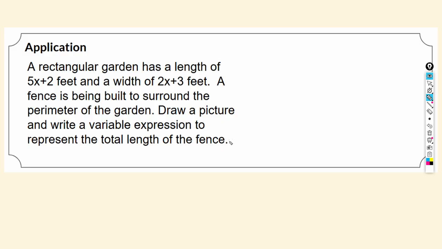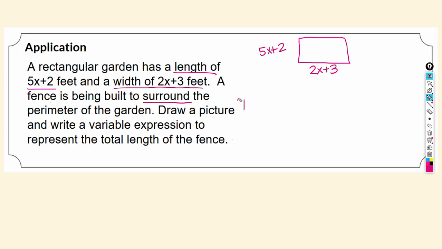All right, so let's first draw a picture to represent the situation. If it's a rectangular garden, I'm going to need to draw a rectangle. And the length is this much, and the width is that much. So let me just label them. 5x plus 2 would be my length, and 2x plus 3 would be my width. Let me keep reading to see what to do now. A fence is being built to surround. That means to go around the perimeter. Remember, perimeter is the distance around a shape. So if we need to find the total length of the fence, that would mean the total perimeter.